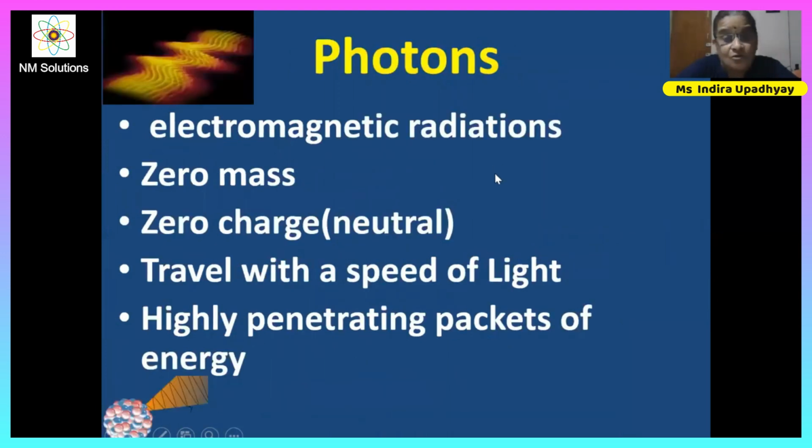What are photons? They are electromagnetic radiations of zero mass, zero charge. They are neutral. That means they travel with the speed of light and are highly penetrating packets of energy.